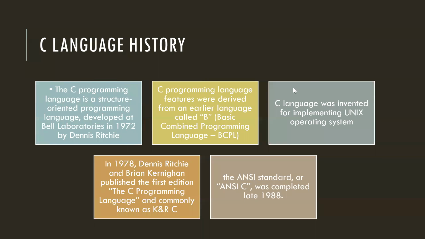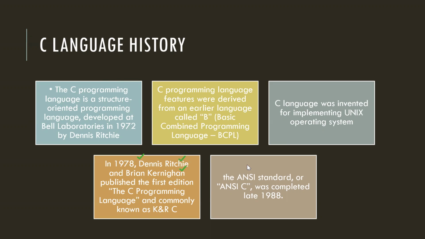Then further on, the C language was invented for implementing Unix operating system. So that's why there was a change. People started thinking, what programming language can be used for Unix? Therefore, they came up with C. And aside from that, they were also able to publish the first edition of the C programming language, commonly known as K&R, or that stands for Kernighan and Ritchie, because of Dennis Ritchie and Brian Kernighan. So they call it K&RC.